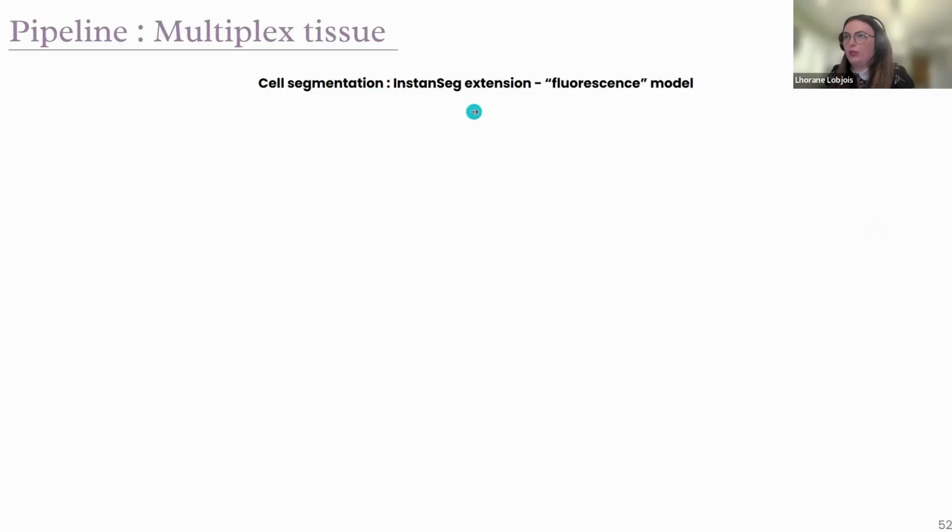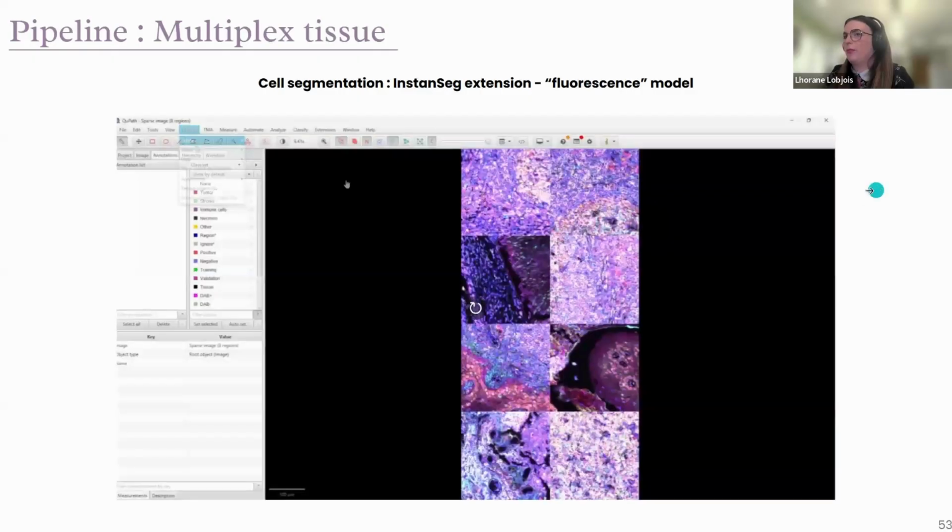Then I would like to do the segmentation of the cell. So I will use again the InstanSeg extension, but this time I will use the fluorescence model. I use the fluorescence model on this one.